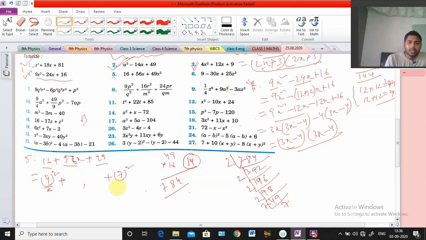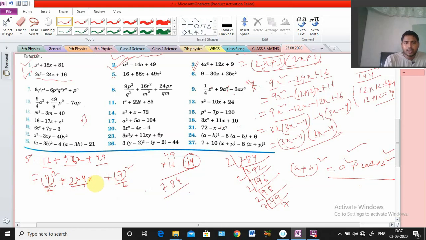This is a and this portion is b. A square plus b square is finished. And what is needed inside, sir? 2ab is needed, not backward, because a plus b whole square equals a square plus 2ab plus b square. So a square is finished, b square is also finished. 2ab: 2 into a, which is 4, into b, which is 7, 2 fours are 8, and b is 7.